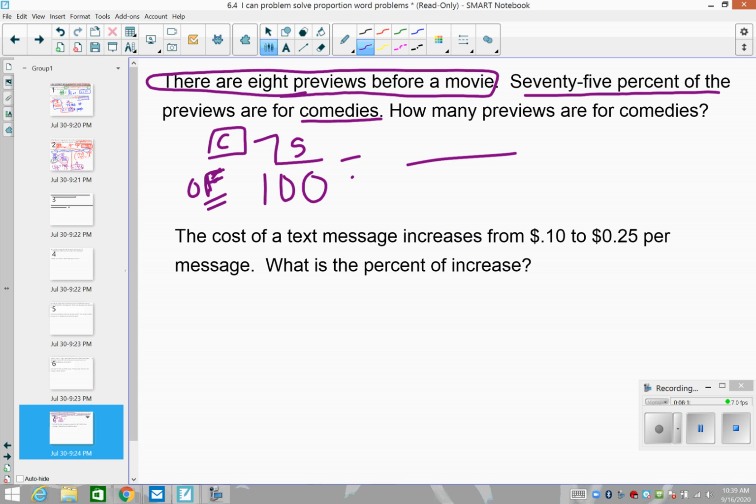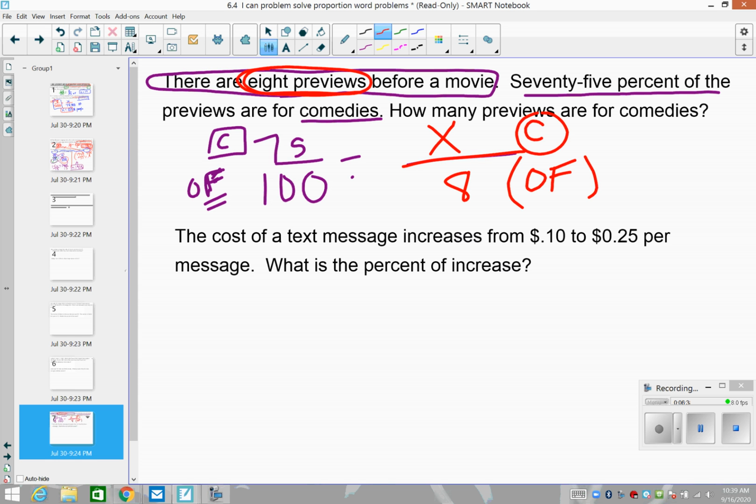Okay, so were all of them comedies? No, 75% of them were. And we are told in the very beginning that we watched 8 previews. So how many out of the 8 previews were for comedies? That's really the question for this.